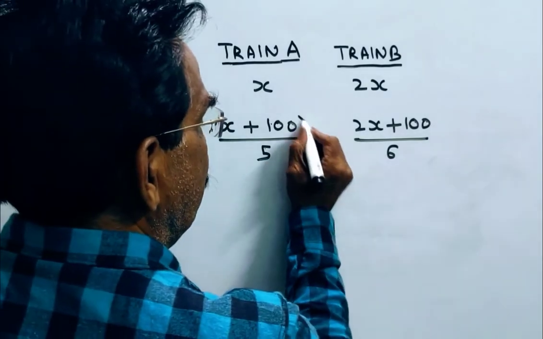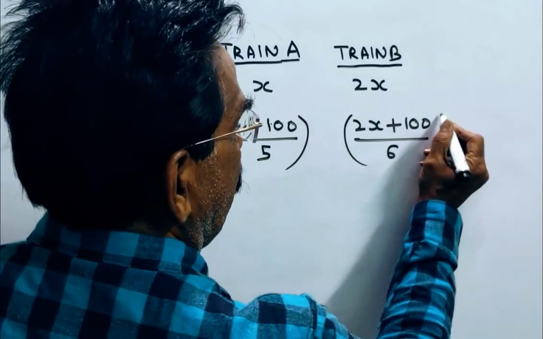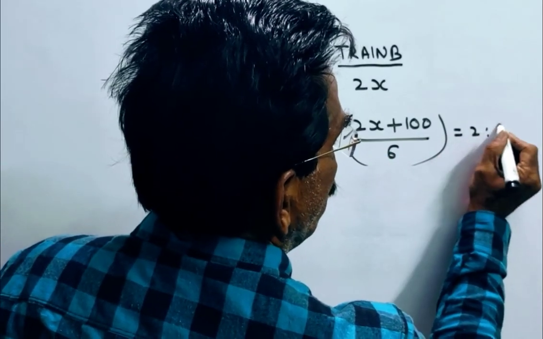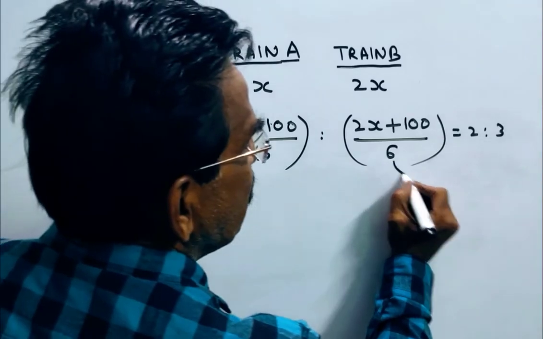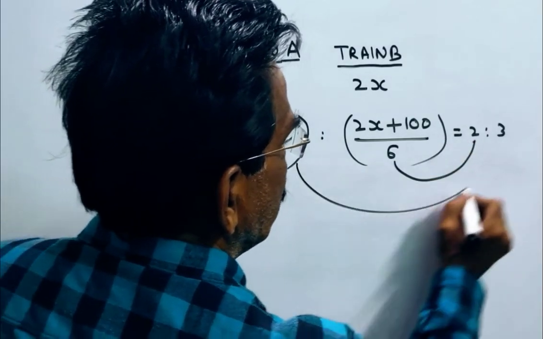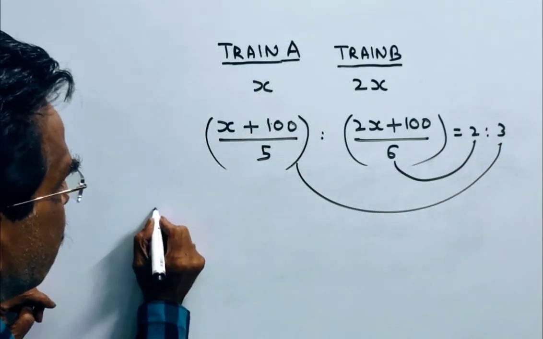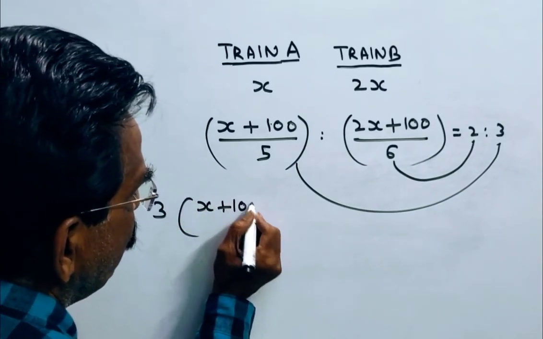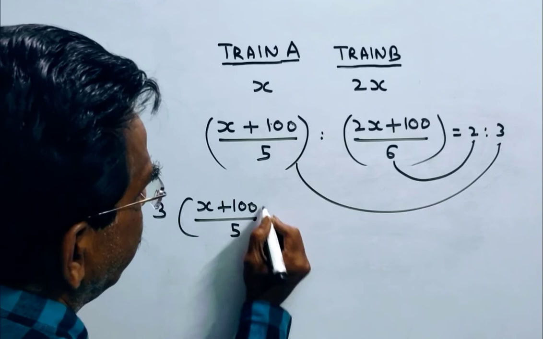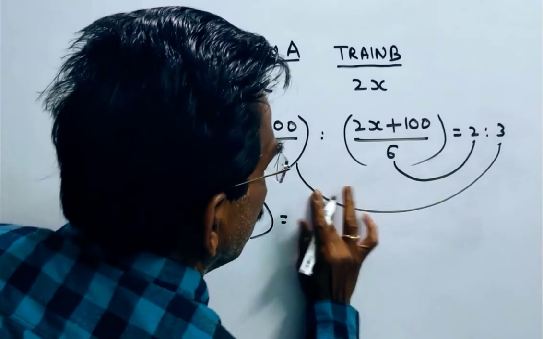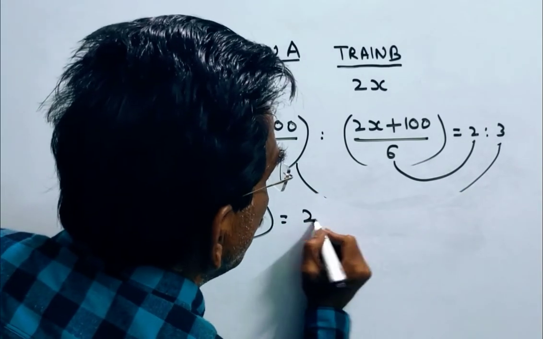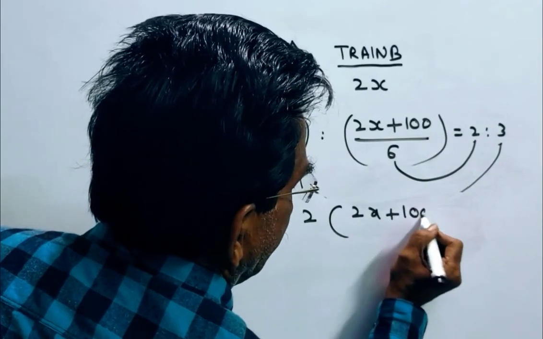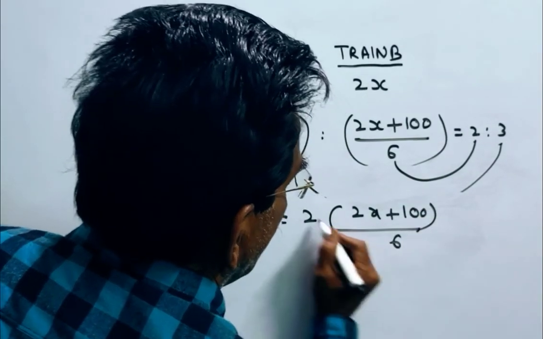Now it is given the speeds are in the ratio 2 is to 3. Now this into this is equal to this into this. It implies 3 into (x plus 100) by 5 is equal to 2 into (2x plus 100) by 6.